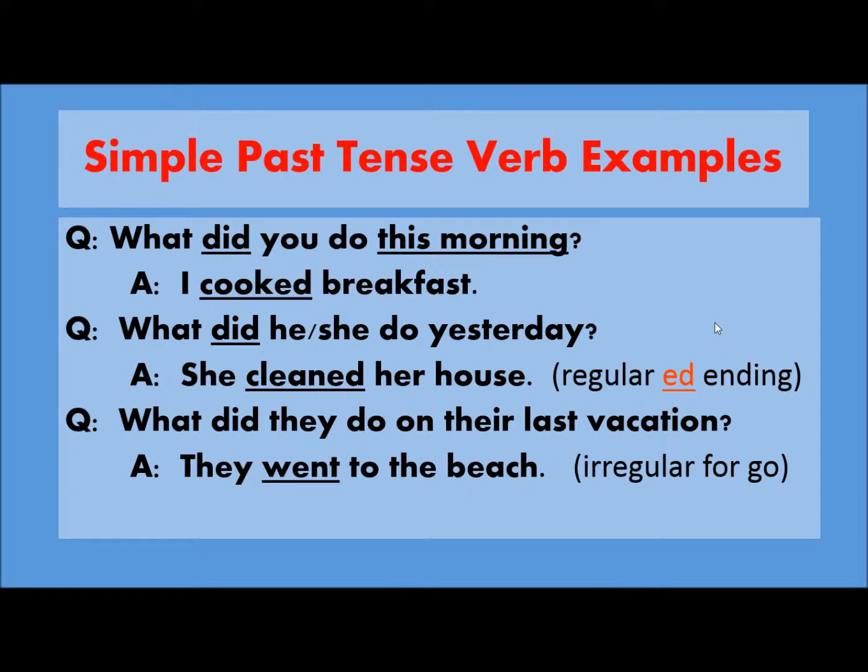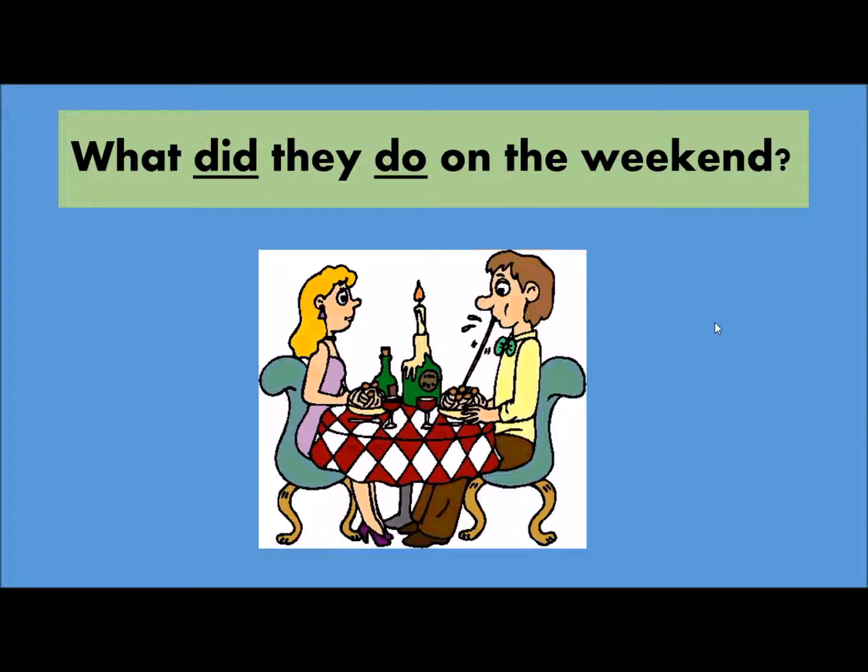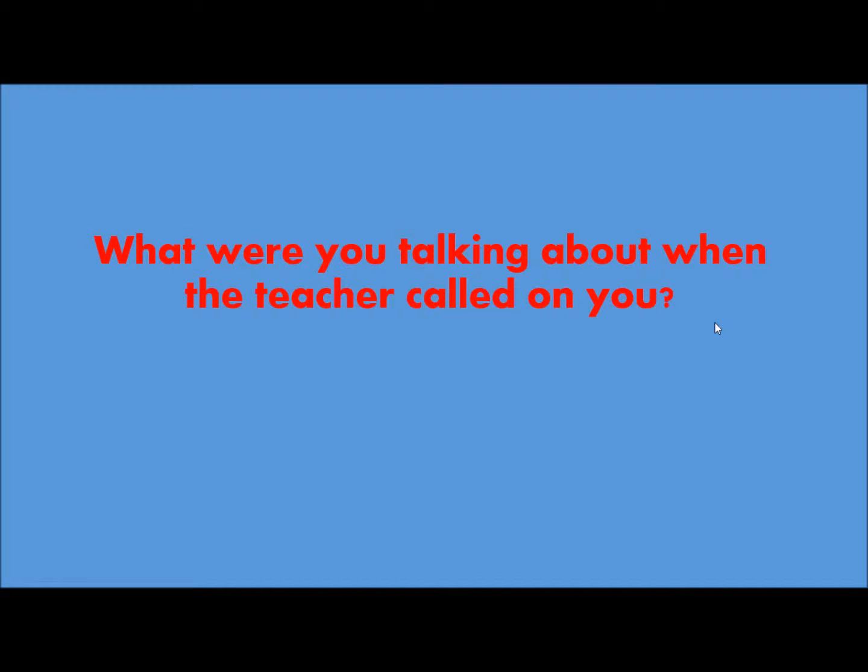Question: what did they do on their last vacation? Answer: they went to the beach. Went is an irregular verb for go. Here's another example. What did they do on the weekend? Answer: they ate at a restaurant. The verb tense is a simple past because they did it when? On the weekend.